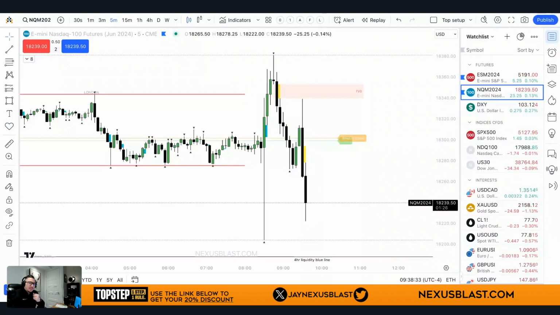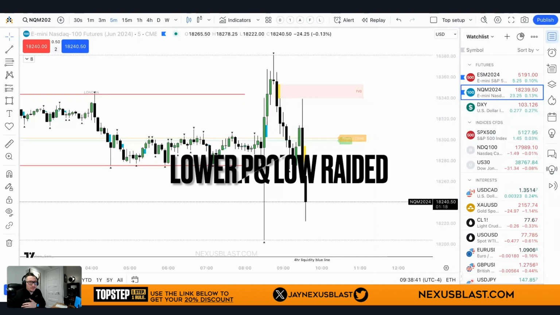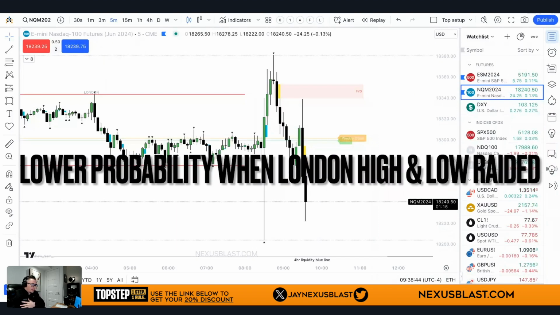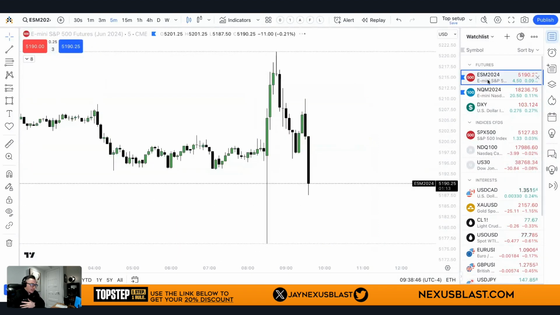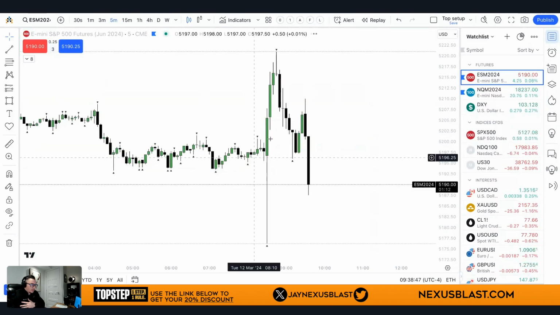Yeah, when both liquidities are taken on ES, it was the case this morning. We can expect lower probability conditions for a Nexus Blast setup to form. So this is what we had this morning at the news event. So both sides were taken.